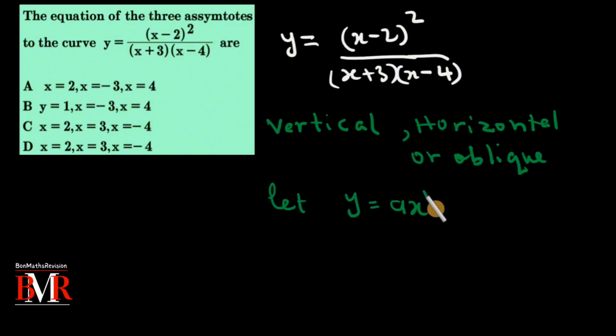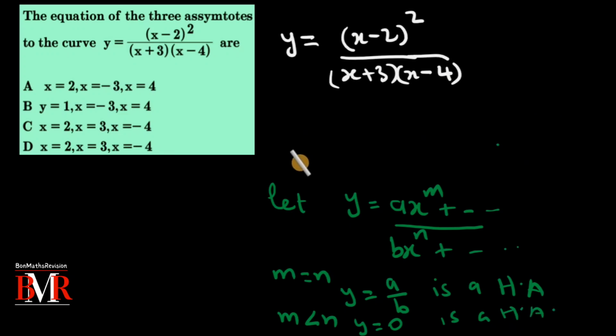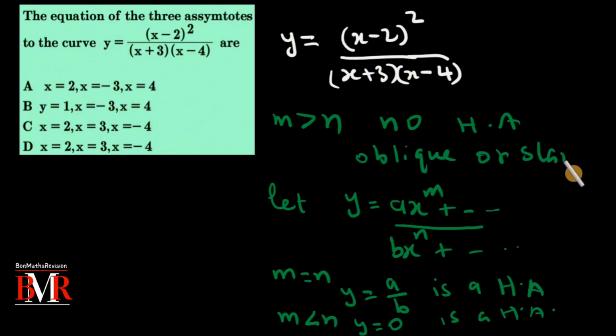Let y equal ax to the m plus others, all over bx to the n plus others, where ax to the m plus others is a polynomial and bx to the n plus others is another polynomial, where the degree of the polynomial at the numerator is m and the degree of the polynomial at the denominator is n. If m equals n, y equals a over b is a horizontal asymptote. If m is less than n, y equals 0 is still a horizontal asymptote. But if m is greater than n, there is no horizontal asymptote. That means the curve has an oblique or slant asymptote.